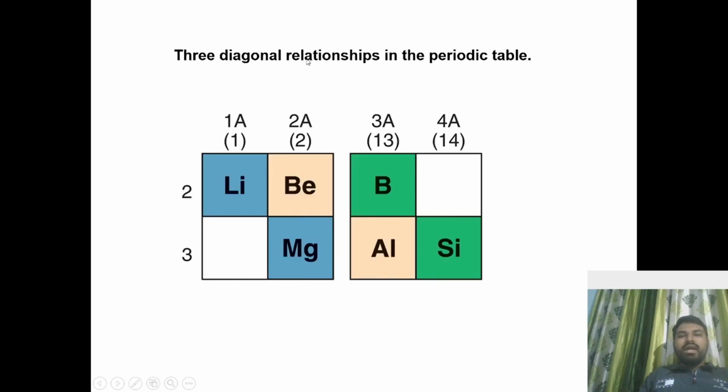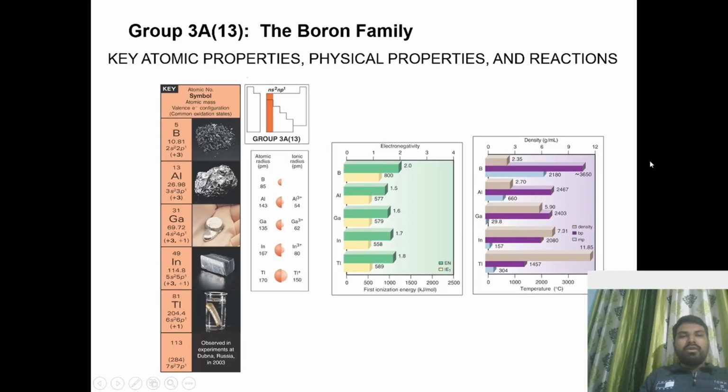These are the three diagonal relationships in the periodic table. Lithium and magnesium, beryllium and aluminum, boron and silicon are the three diagonal relationships in the periodic table.